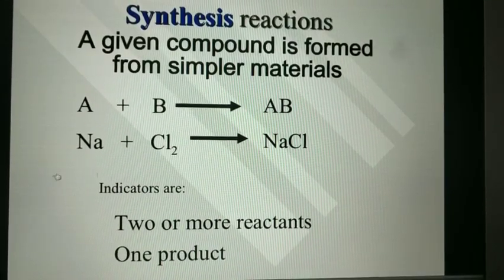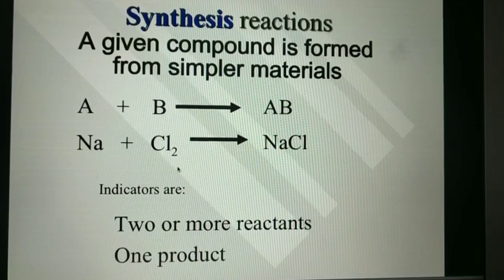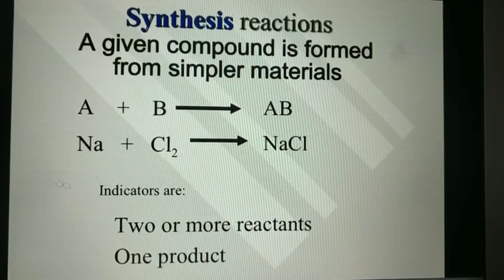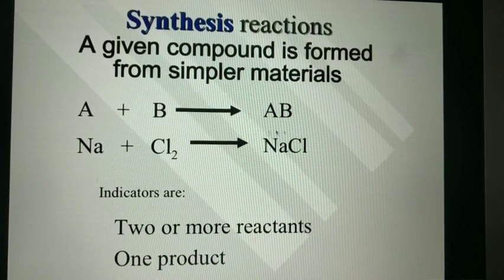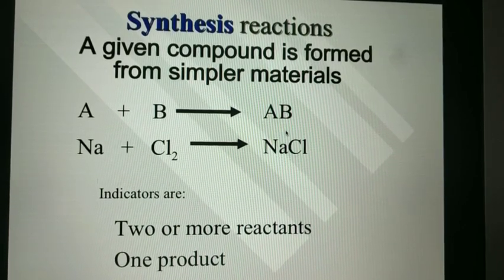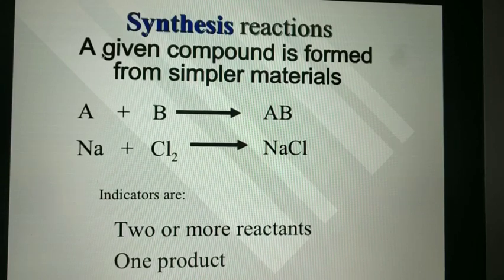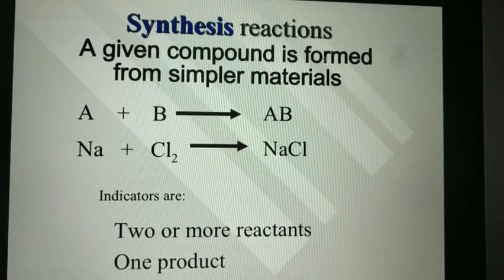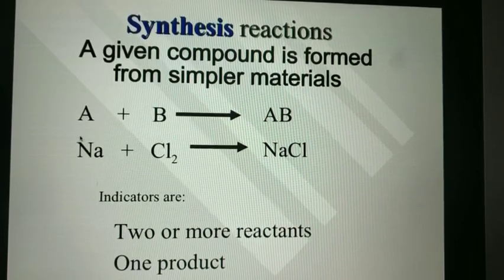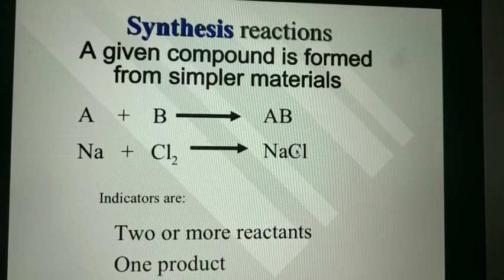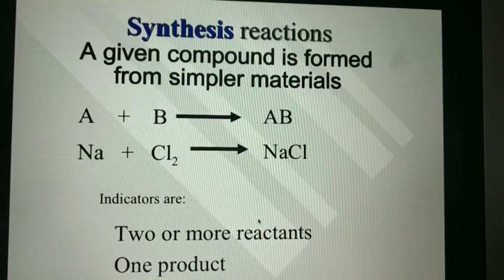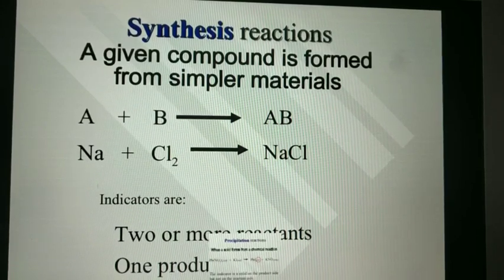One more thing I want to tell you here in the synthesis reaction: if two elements, meaning constituent elements, combine together to form a compound, it is called a synthesis reaction. Like here it is written, a given compound is formed from simpler materials. From these constituent elements you will get a compound. So this is how you can identify a synthesis reaction.